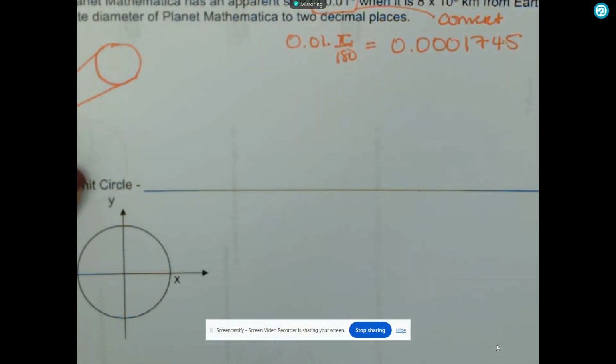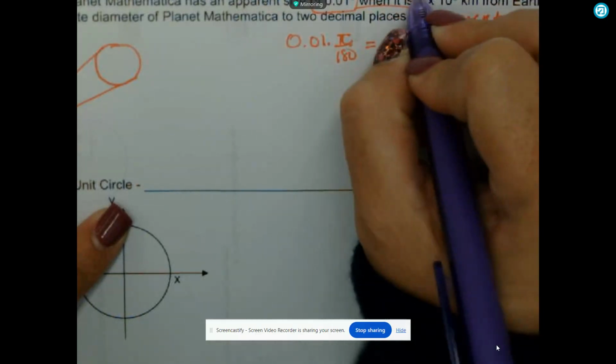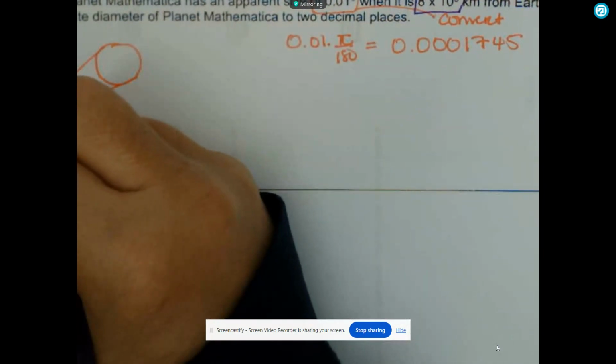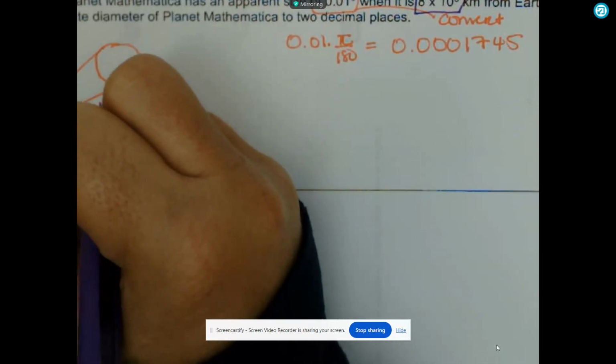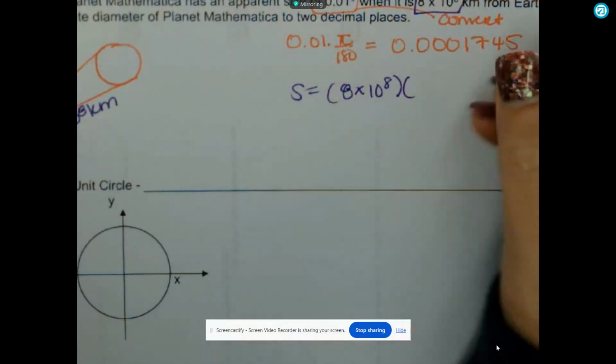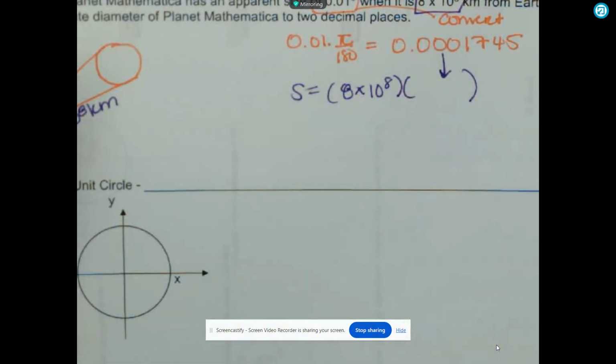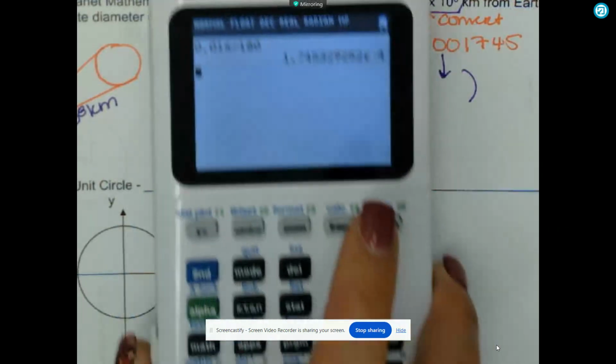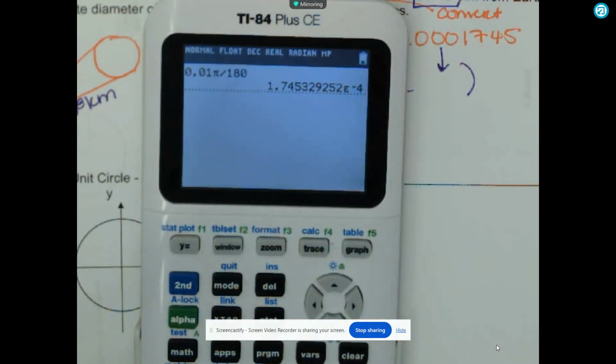All right, so now let's see what we got. They said it was 8 times 10 to the 8th kilometers away. So that means this side right here is 8 times 10 to the 8th kilometers. So S equals 8 times 10 to the 8th times this number. The reason I'm just putting that there is because I'm going to leave that number there. So I'm going to do 8 times 10 to the 8th times that number.